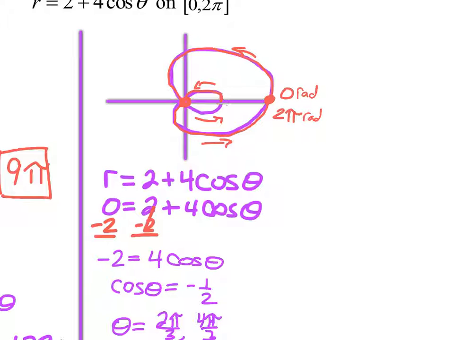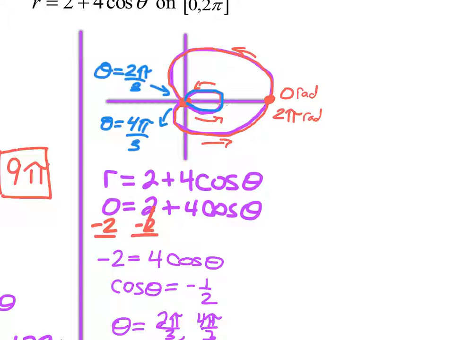All right, so we're starting at 0. We first hit the inner loop. I can make a note of that. We first hit the inner loop when theta is equal to 2 pi over 3. Then we work our way through the loop, and then we come out of the loop when theta is equal to 4 pi over 3. And then we continue our way on to 2 pi.